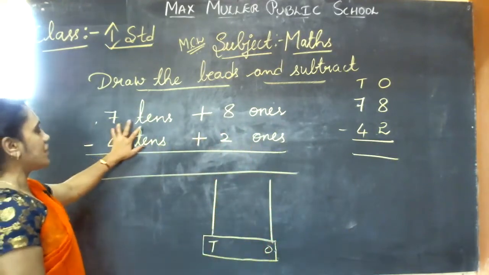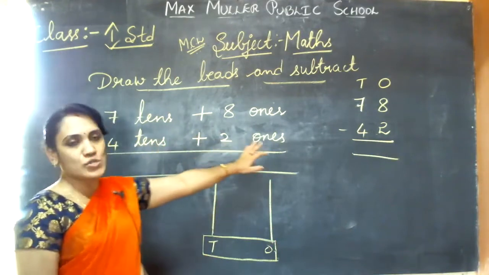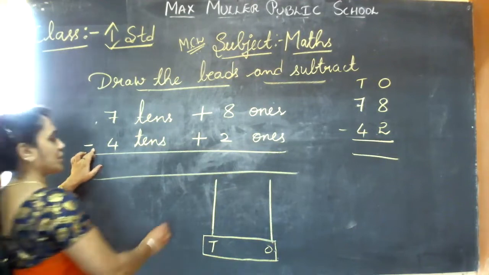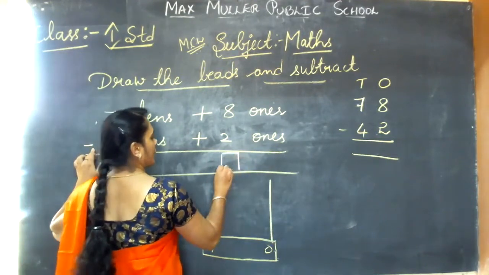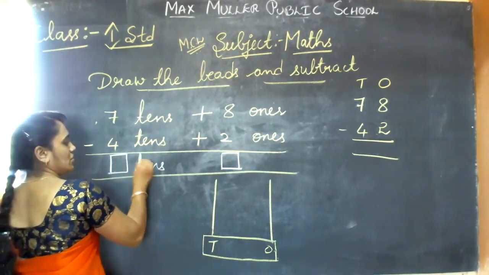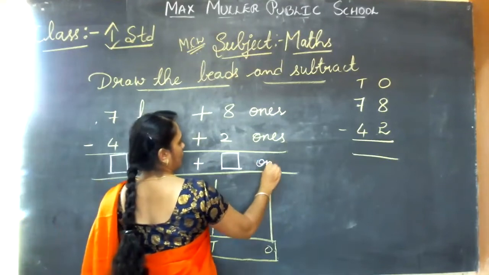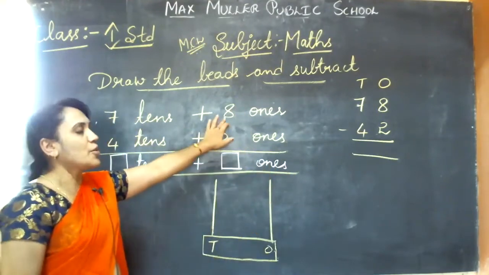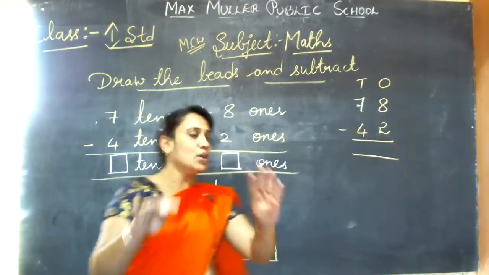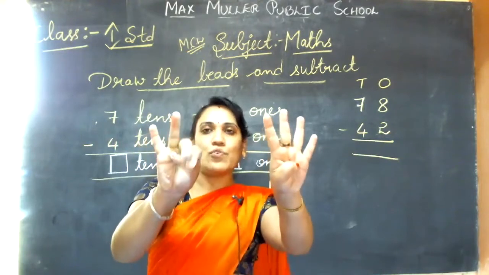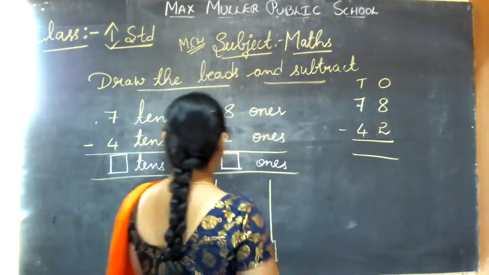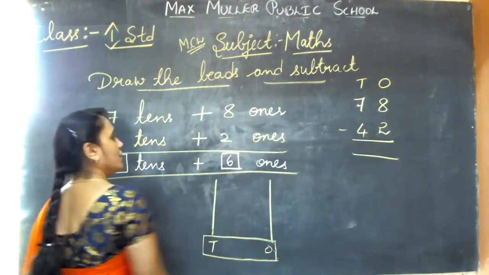How to do the first step? 7 tens plus 8 ones, 4 tens plus 2 ones are given. And you should see the minus symbol here. You should do subtraction. So as I told you, first do the right side, that is ones. Keep how many fingers? Keep 8 fingers. Fold how many? 2 fingers fold. What's the balance? 1, 2, 3, 4, 5, 6 balance. Right, here 6 ones. Understand?